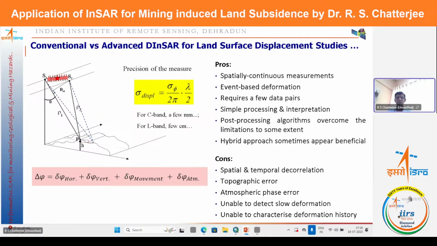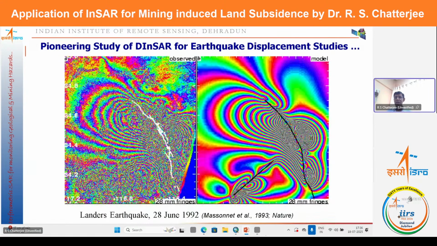Now see, in case of differential interferometric SAR, this slide is important because this is the pioneering study of differential interferometric SAR, where for the first time differential InSAR was used for getting land surface displacement measurements. It was due to an earthquake. This is the Landers earthquake, that occurred in 1992. And in 1993, it was published in Nature, this land surface displacement due to the Landers earthquake.